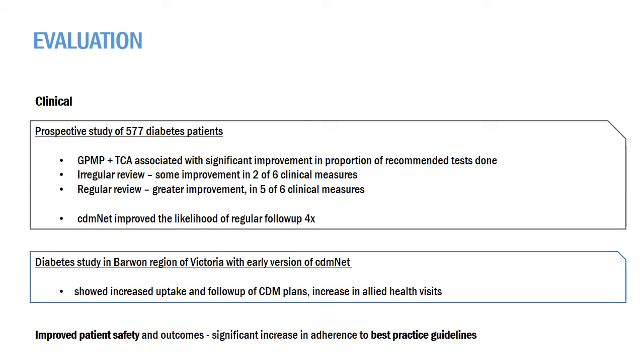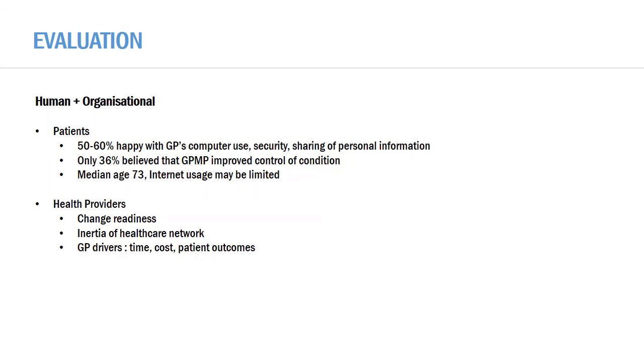So moving on to the evaluation proper, I will be presenting some highlights from each of the CHEATS framework evaluation categories. The first is clinical. 2 studies of diabetes patients were done, showing that GP management plans and team care arrangements resulted in good outcomes for patients, mainly when regular reviews took place, and cdmNet increased the likelihood of regular review by 4 times over the national average. However, there were no studies available in other conditions. cdmNet also improved patient safety through increasing adherence to best practice guidelines.